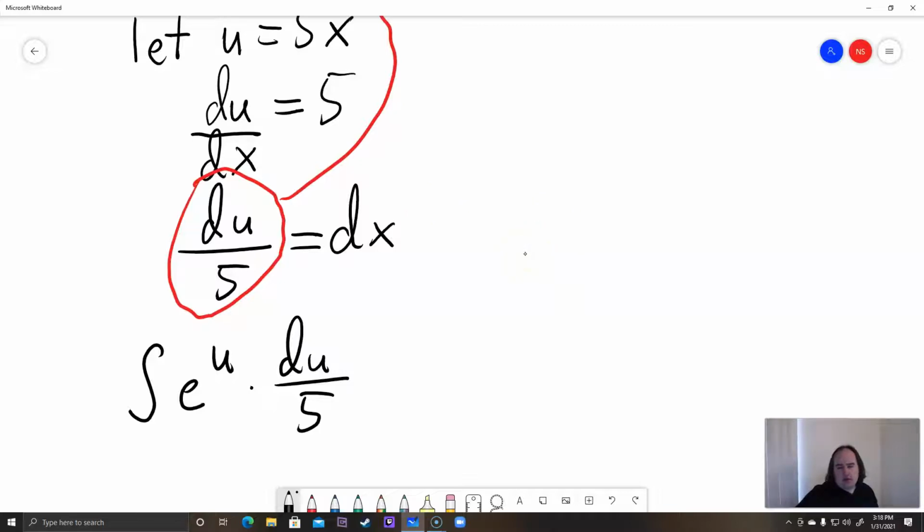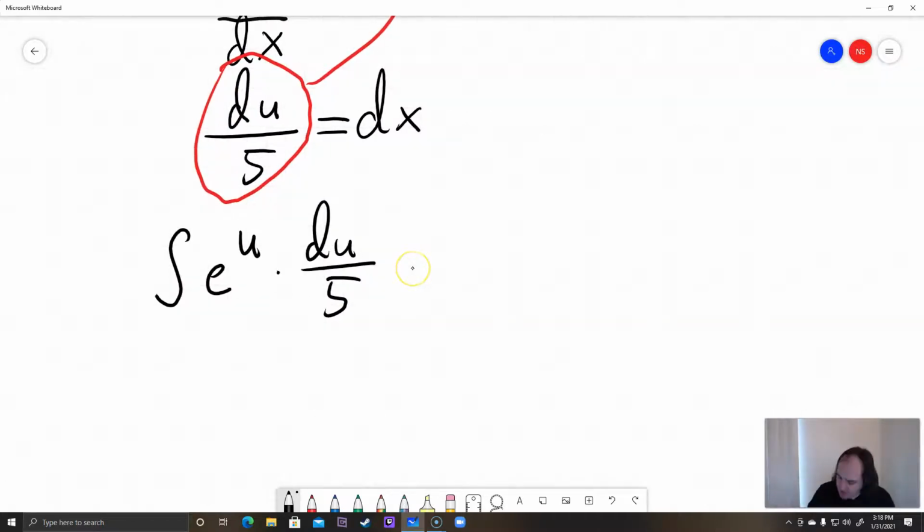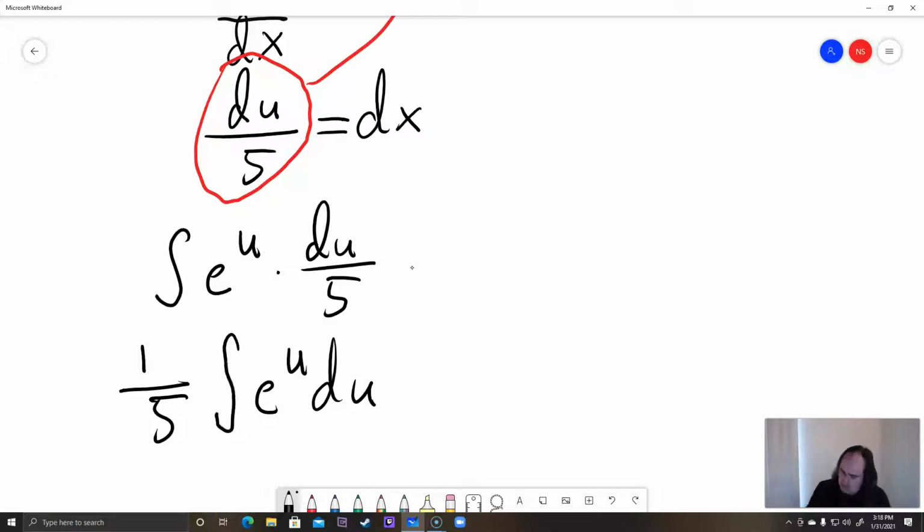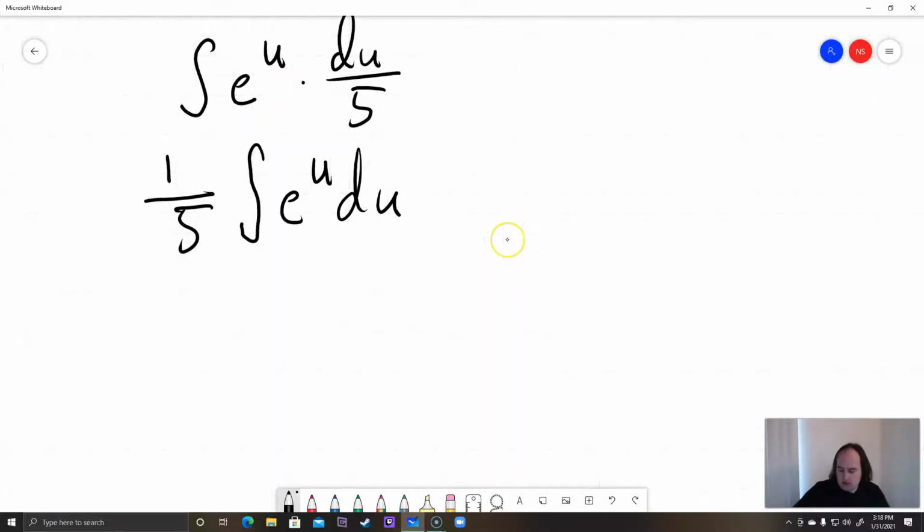And of course, the integral of e to the u du is just going to be e to the u. And because this one is an indefinite integral, our answer is going to have a plus c at the end. But for now, we can just bring the 1/5 out front. So we have 1/5 times the integral of e to the u du, which is just going to be e to the u. So we have 1/5 times e to the u.